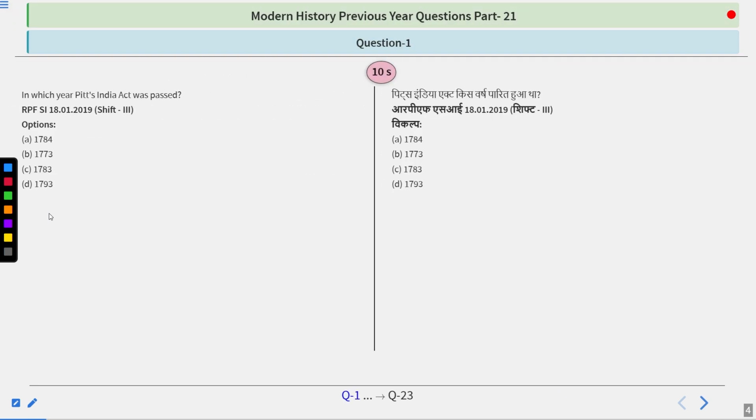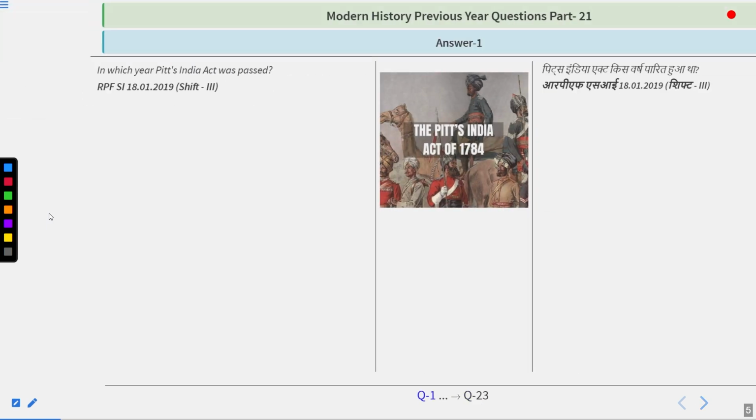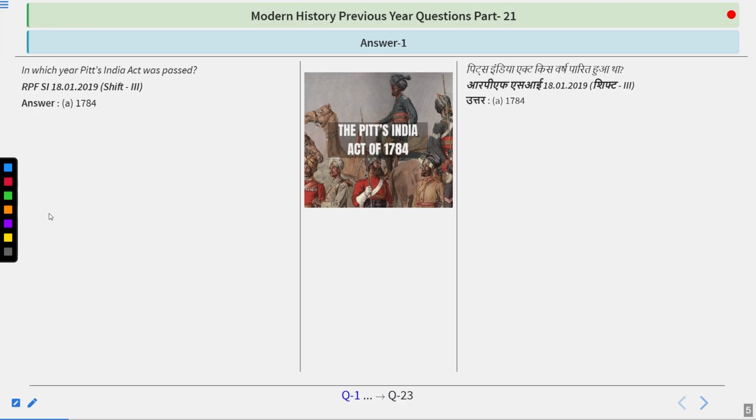First question that we have: in which year was Pitt's India Act passed? Options are 1784, 1773, 1783 or 1793. Try to think about it. If you have knowledge about the acts that were passed by the British, then you must know the answer. And I guess the answer you have figured out is correct, as the answer is A, that is 1784.